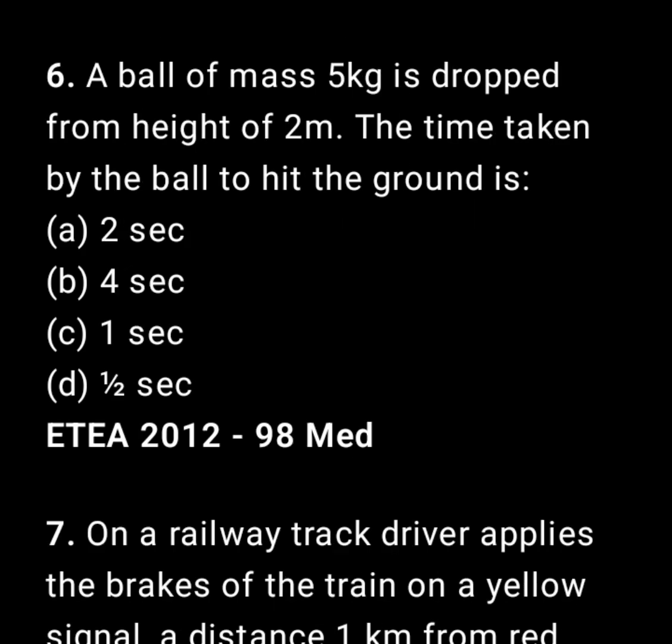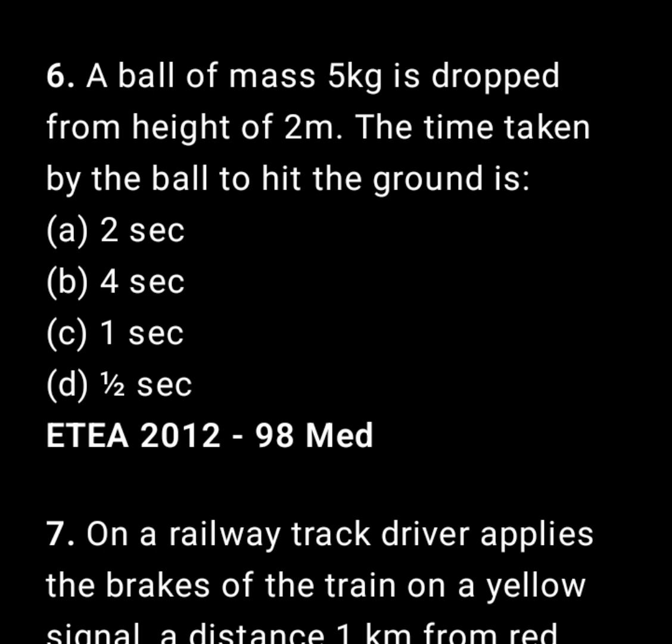6. A ball of mass 5 kilograms is dropped from a height of 2 meters. The time taken by the ball to hit the ground is A. 2 seconds, B. 4 seconds, C. 1 second, D. Half a second, ETA 2012-98 Med.